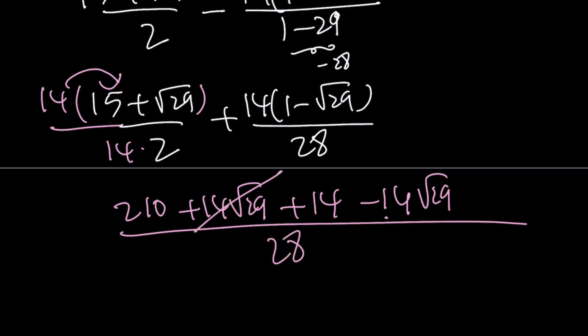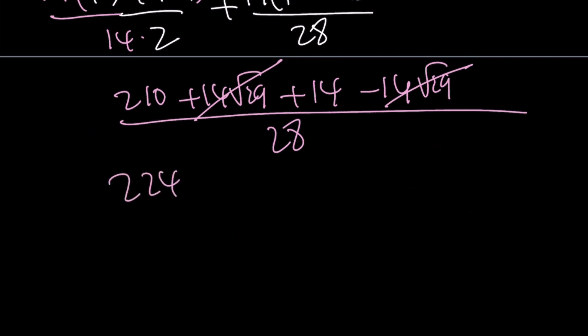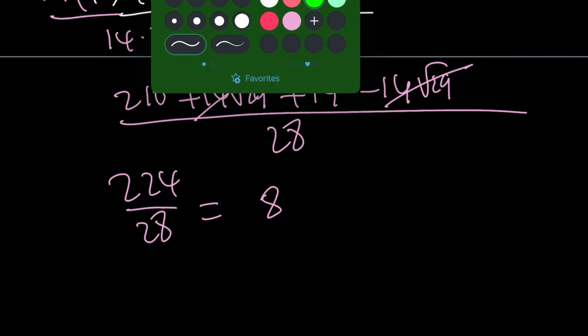14 root 29 cancels out. 210 plus 14 is 224 divided by 28. And we're going to go ahead and simplify it. If you think about it, divided, you're going to get 8. Easier, right? Or if you don't see it right away, you can just divide by 2, divide by 2, divide by 2, and so on and so forth. But that's the answer. Let's go ahead and take a look at the second method.